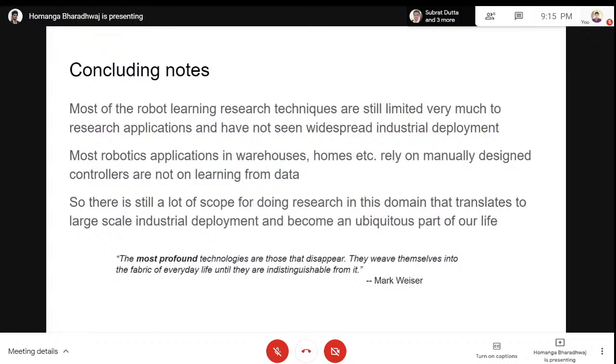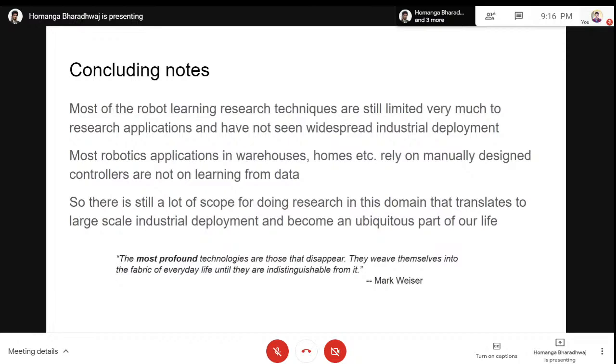So to conclude, most of the robot learning techniques that we have so far are still very much limited to research applications. All the learning-based approaches, reinforcement learning, imitation learning, and so on, are mainly focused on research, either in industry or in academia. But they don't see widespread industrial deployment yet, due to the reasons of generalization and safety in particular. Most of the robot applications that you see in warehouses or homes for cleaning, etc., rely on manually designed controllers, which do not learn from data. This is the classical robotics paradigm that is still dominant in industrial applications that see real world deployment. But what we want is to bridge this gap between research and deployment.